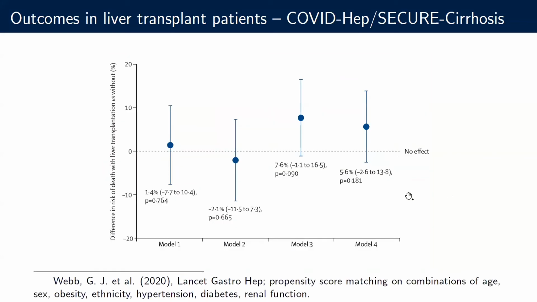And then, similarly to the propensity score matched plot I showed you earlier for the chronic liver disease patients, this is the absolute difference in risk of death in those with liver transplantation compared to those without, this dashed line being no effect. We built several propensity score matched analyses on combinations of age, sex, obesity, ethnicity, hypertension, diabetes, and renal function. None of these showed a significant difference in outcome, as in risk of death once diagnosed, between transplant and non-transplant patients.